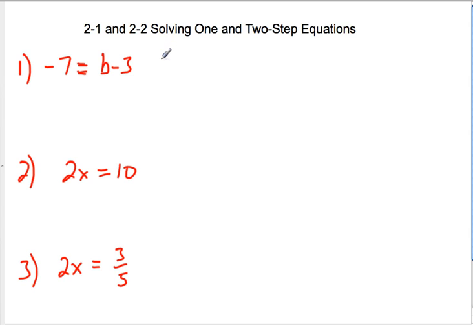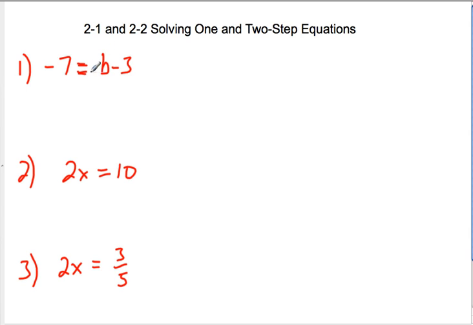So I'm just going to put a bunch of examples down, and if you have any questions, always pause, rewind, rewatch, and you can also ask questions in class tomorrow. So let's start off here. We'll start with some one-step equations.